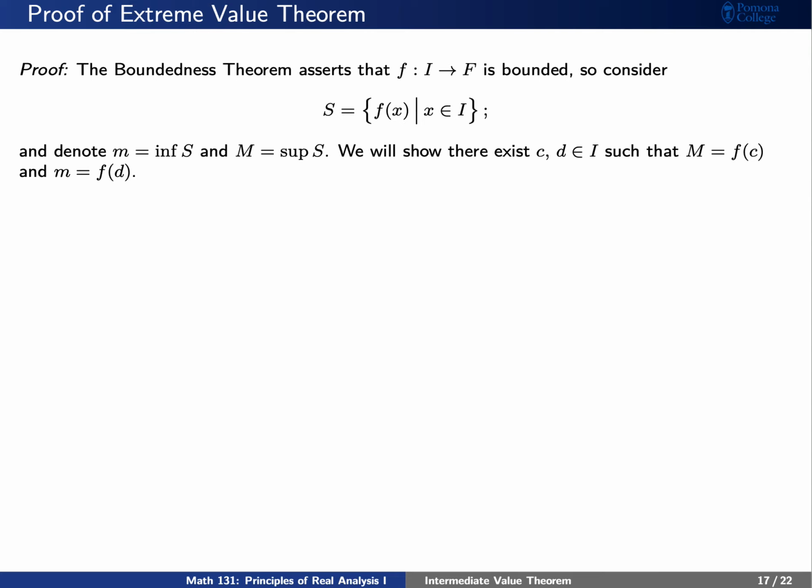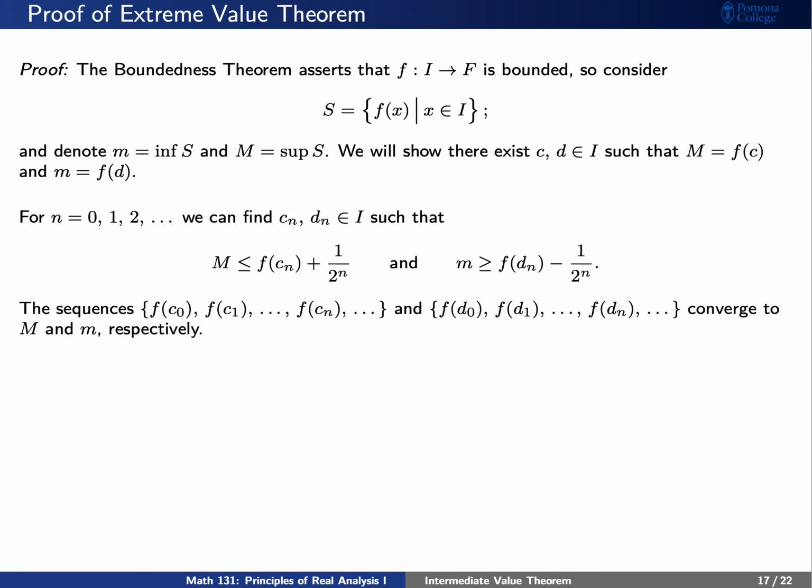We're going to show that there do exist points in the closed interval I, namely c and d, that take on these two extreme values. That is, there should exist a c such that f of c is capital M, and there should exist a d such that f of d is lowercase m.